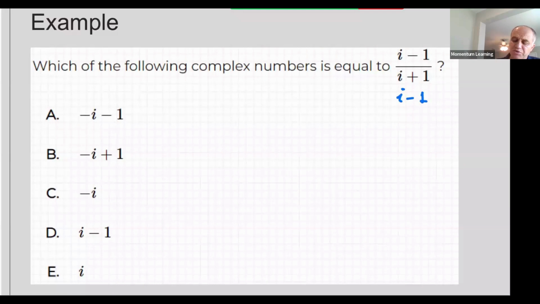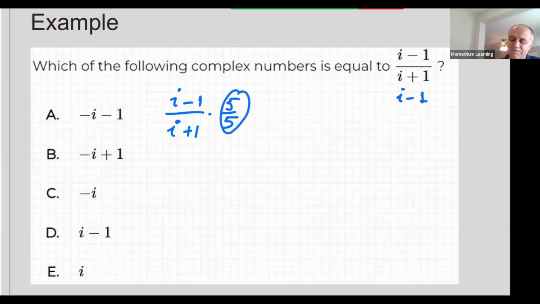Always please pay attention. You have i minus 1 over i plus 1. I can multiply and divide an expression, numerator and denominator, by the same number except 0. Why? Because multiplying by 5 and dividing by 5 means 1. Multiplying by 1 million over 1 million is 1. So basically, we multiply the expression by 1. Of course, it doesn't change.